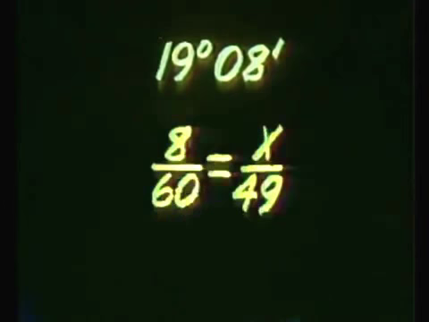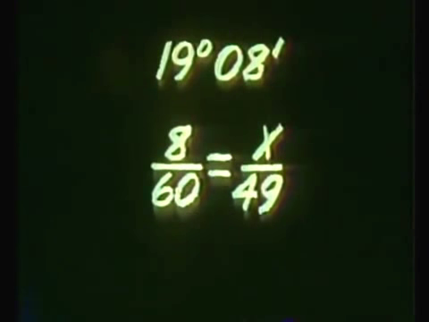The Sun's declination is 19 degrees 8 minutes, so you must account for the extra 8 minutes of declination. You could use a simple interpolation formula. 8 minutes of declination over 60 equals X, the amount of correction necessary, over the D value of 49. Or X equals approximately 6.5, rounded off to 7.